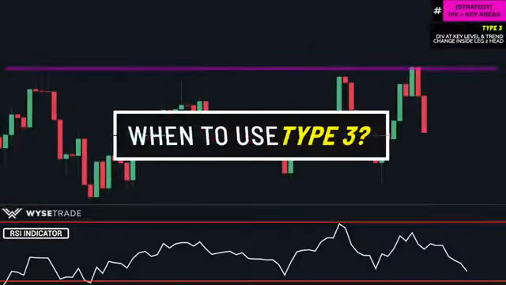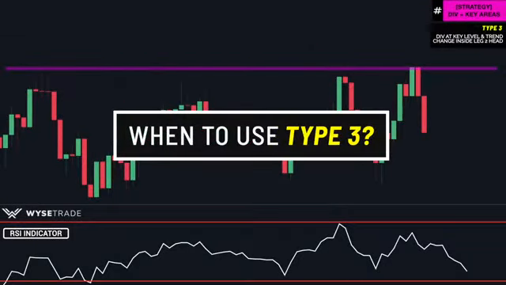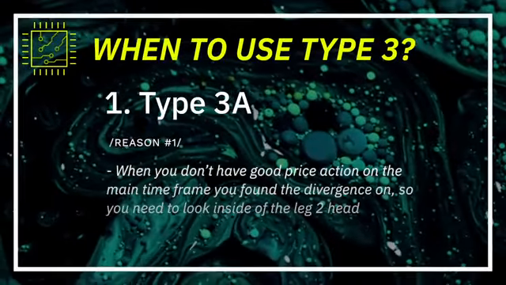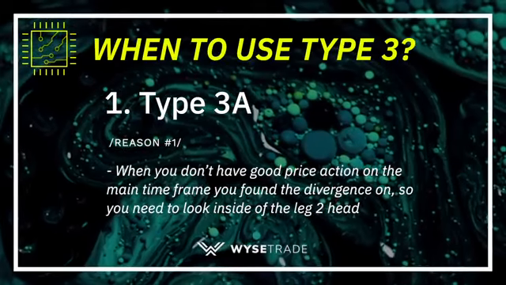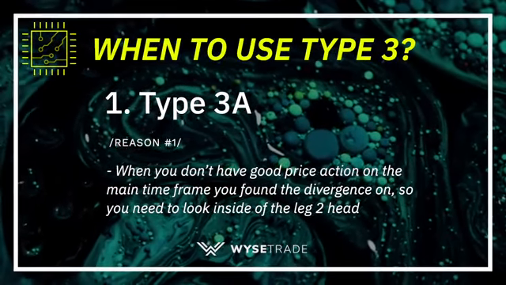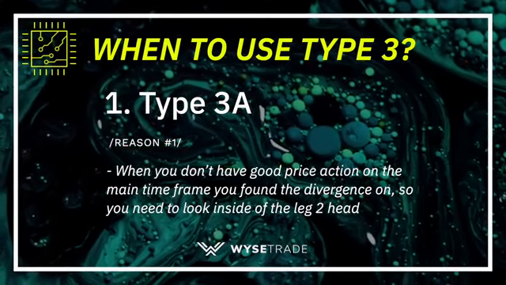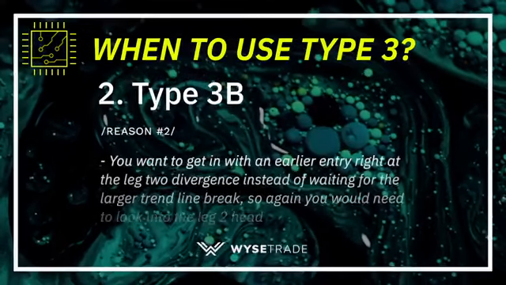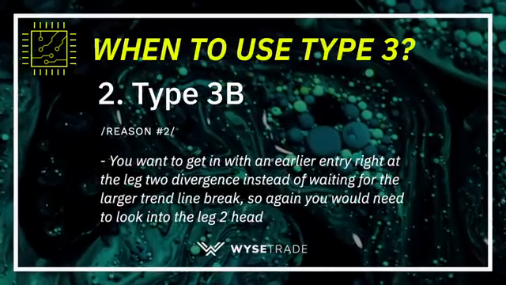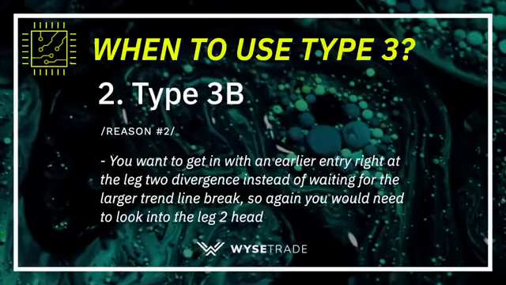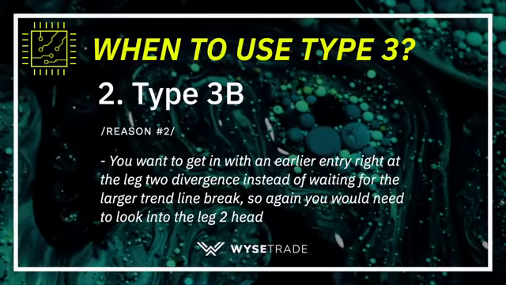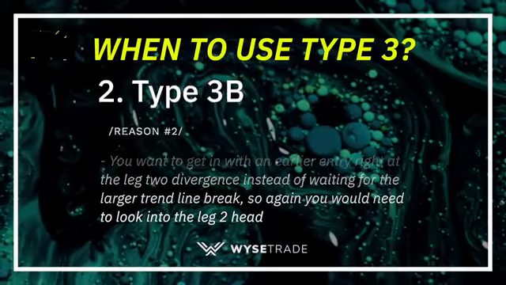So, when would you use type 3? There are 2 reasons why. Reason number 1 and type 3A is when you don't have good price action on the main time frame you found the divergence on. So you need to look inside of the leg 2 head. And reason number 2 and type 3B, you want to get in with an earlier entry right at the leg 2 divergence instead of waiting for the larger trendline break. So again, you would need to look into the leg 2 head.